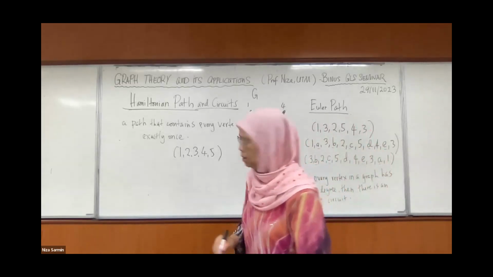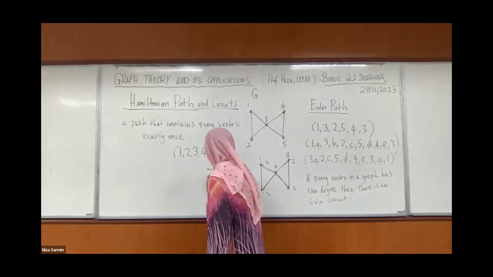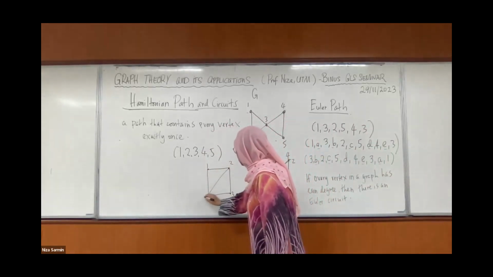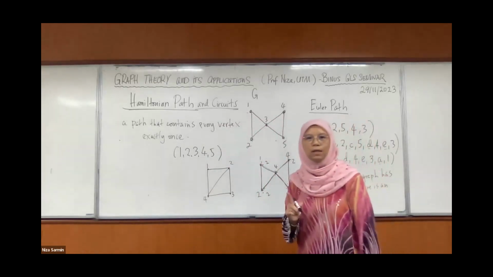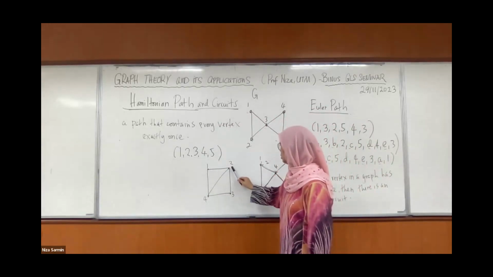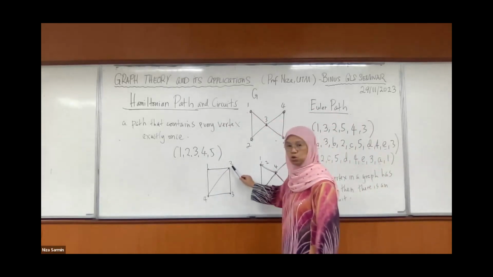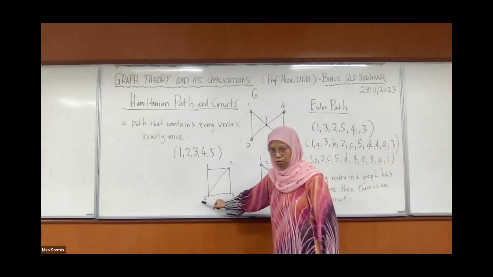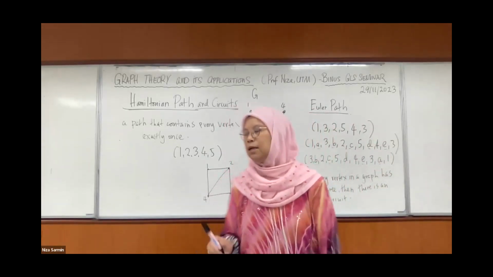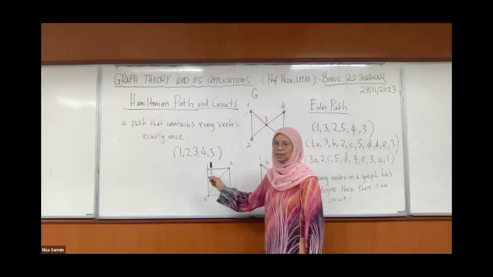Okay, let me give you one example. This one. Give me one Hamiltonian path. 1, 2, 4, 3. Or 1, 2, 3, 4. Right? This can also be a circuit. We can go 1, 2, 3, 4, 1. So it's a circuit. All right.